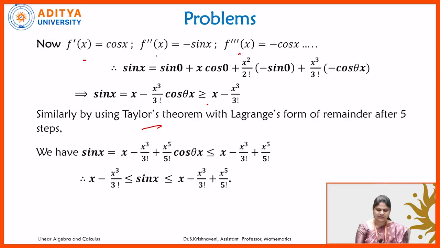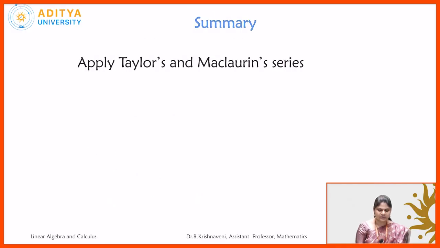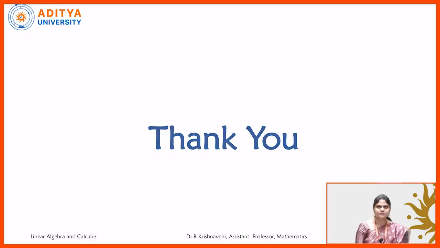Similarly, by using Taylor's theorem with Lagrange's form of remainder after 5 steps, we got sin x is equal to x minus x cube by 3 factorial plus x power 5 by 5 factorial into cos theta x, which is less than or equal to x minus x cube by 3 factorial plus x power 5 by 5 factorial. So, taking all this into consideration, finally we got the inequality x minus x cube by 3 factorial less than or equal to sin x, which is less than or equal to x minus x cube by 3 factorial plus x power 5 by 5 factorial. Showed the inequality. So, in this lecture, we came to know how to apply Taylor's and Maclaurin's series. Thank you.